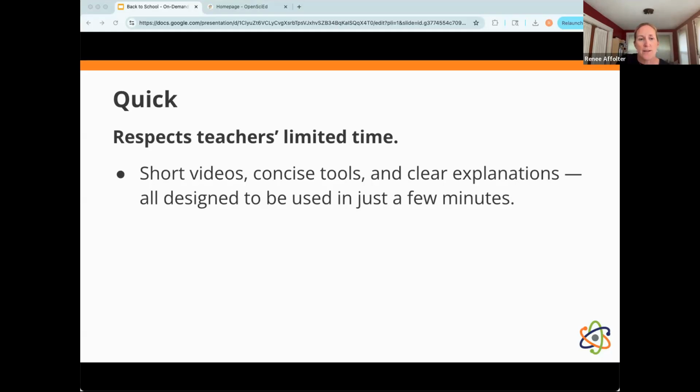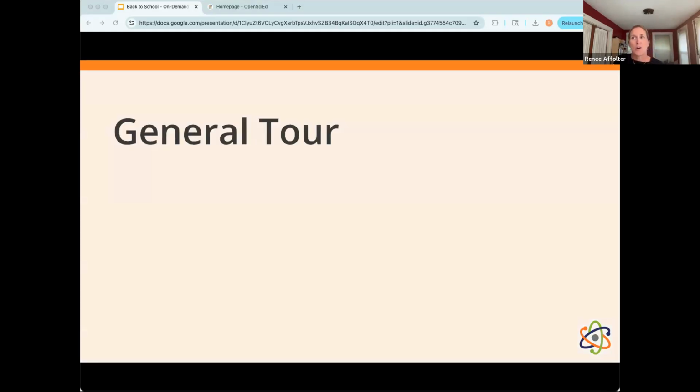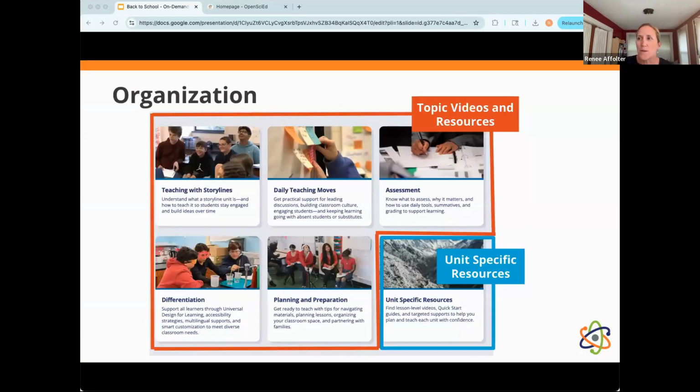So we're going to go ahead and take a look. Before I pop us over to the website, I just want to orient you a tiny bit to it, which is that the support library is organized into 6 topic areas. So you'll see the ones that are outlined in orange. These are our topic videos and resources, and those are organized around the most common questions asked. So teaching with storylines, daily teaching moves, assessment, differentiation, and planning and prep. And we'll look a little bit more closely at those in just a minute.